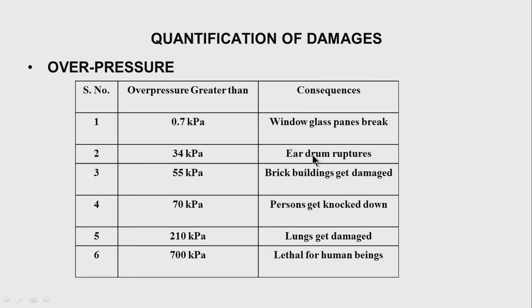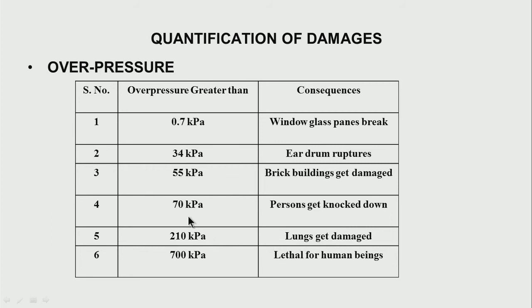We looked at this example. We said eardrum has a very fast frequency response and it just ruptures because of the high overpressure. Buildings get damaged at around 60 kPa. A person gets knocked down when the overpressure that hits him is greater than 70 kPa. But we also said that it's not only overpressure, the impulse also knocks down a person. Our lungs get damaged when the overpressure is 210 kPa. Mind you, we talked of air in the lungs which causes the amplification of the reflected blast waves, and that is what causes the damage of the lungs.